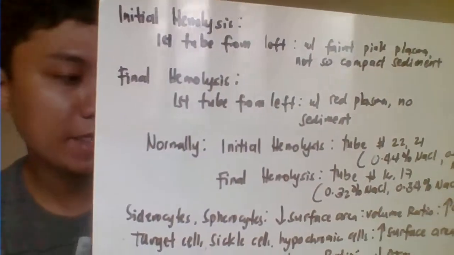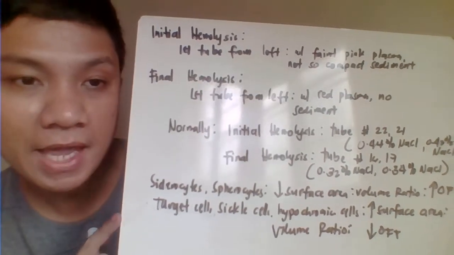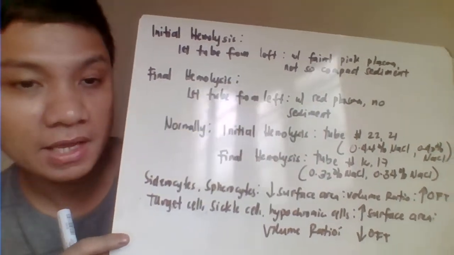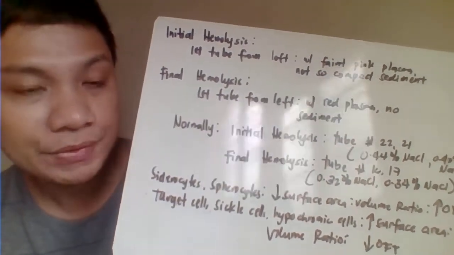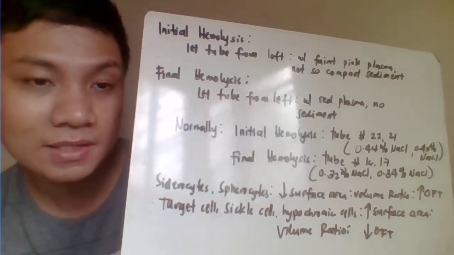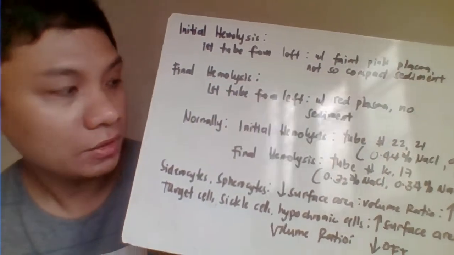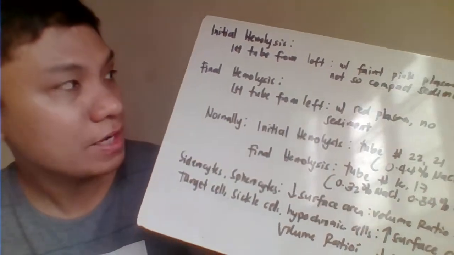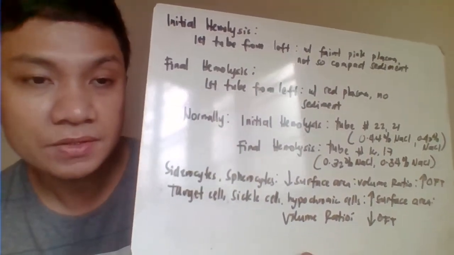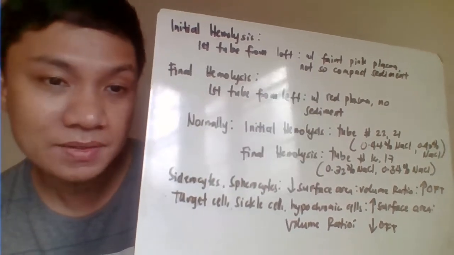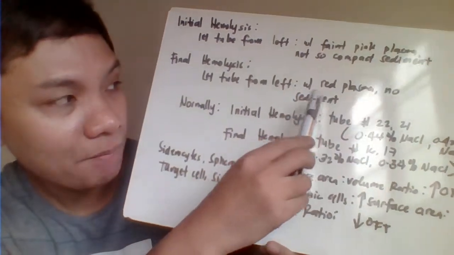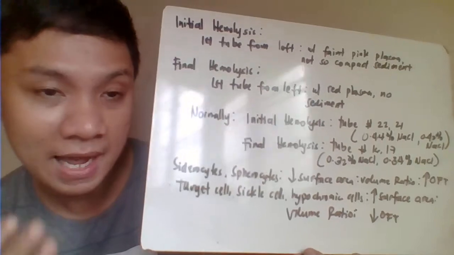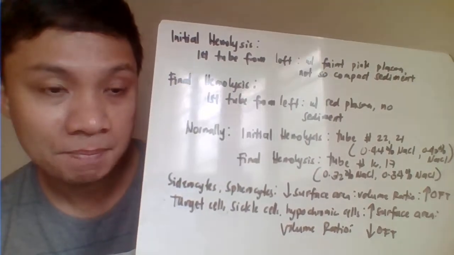Then we have here the interpretation of the results. We're going to take two results. One will be the initial hemolysis. For initial hemolysis, the first tube from the left shows faint pink plasma with not so compact sediment. On the other hand, your final hemolysis, or complete hemolysis, is primarily the first tube from your left which has red plasma and no compact sediments. There's no compact sediment because majority, meaning all, of our RBCs have already ruptured, and therefore you have no compact sediments.